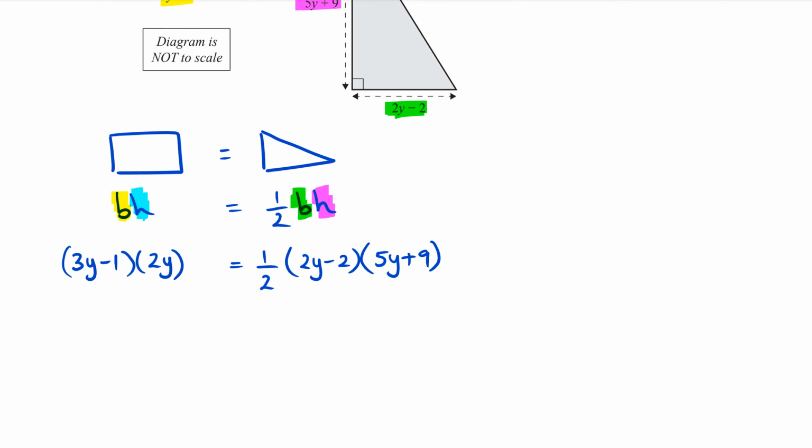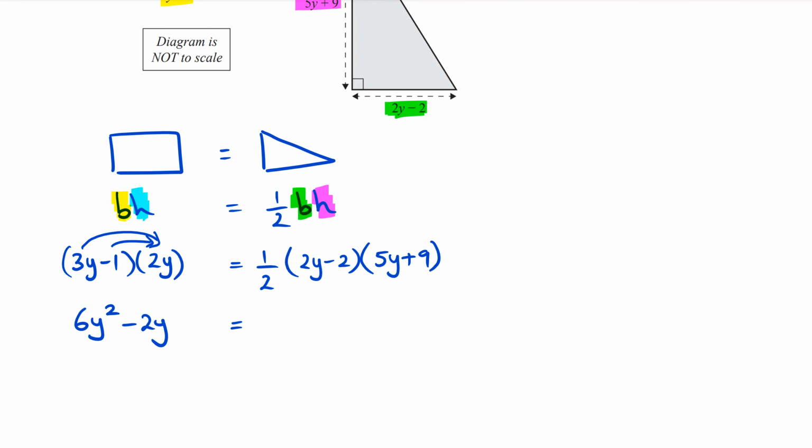So the first part I'm going to do is the left-hand side. That looks nice. I'm going to do 3y times 2y, which is 6y squared. Negative 1 times 2y, which is negative 2y. Now I've got this half here, and I hate dealing with fractions, especially with quadratics.